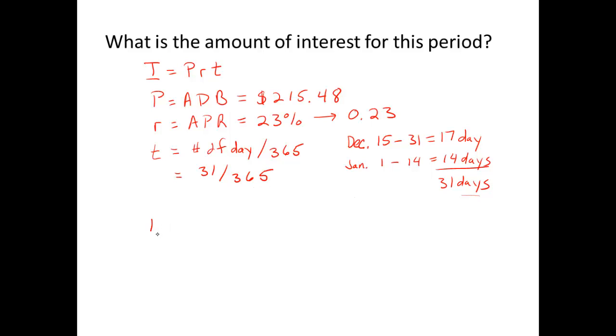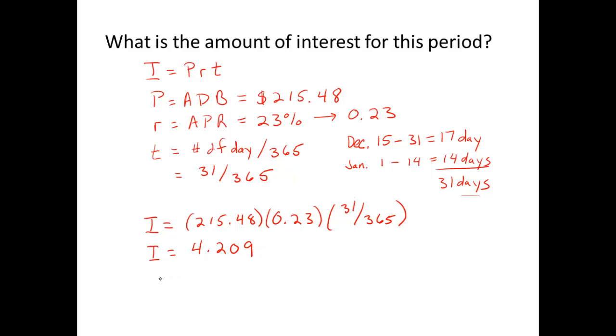So plugging all this into our interest formula, I equals P, which is 215.48, times our rate in decimal form, 0.23, times our time, which is 31 divided by 365. We'll use a calculator and calculate this to be 4.209. Because we are working with money, we will round to 2 decimal places, and that gives us $4.21.